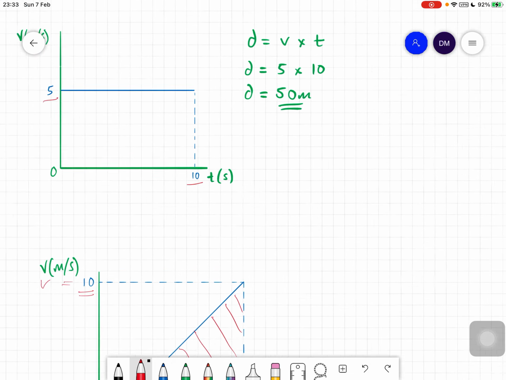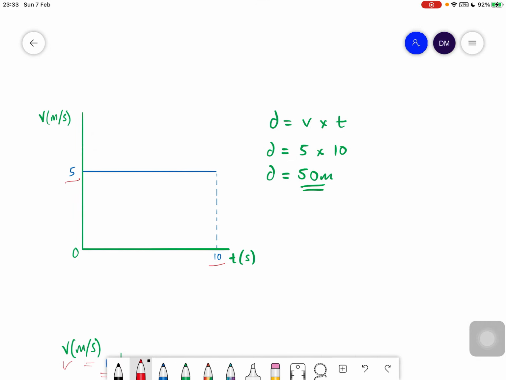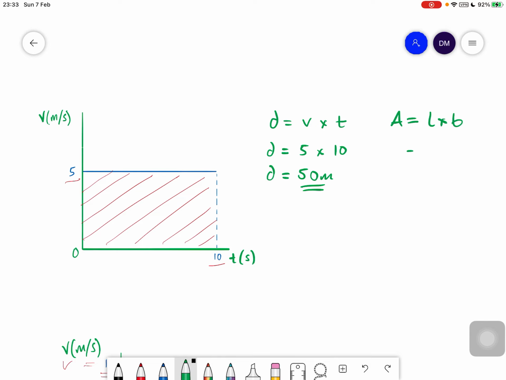For the example earlier, we can use the equation. If we were to work out the area, in this example we've got a rectangle. If we were to work out the area of the rectangle, it's the same equation that you use in maths. You would do the length times the breadth. That would give us the same two numbers that we used in the speed, distance, time equation. So that would be 50 metres as well. So both methods work when you've got a constant speed.